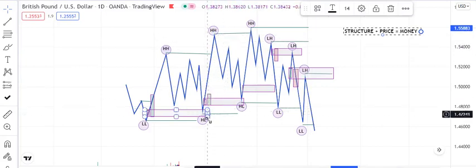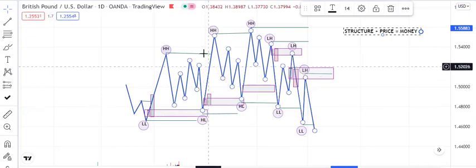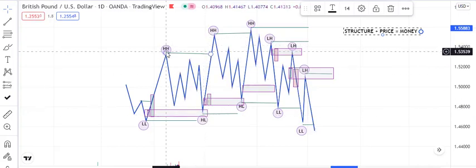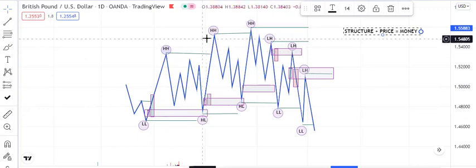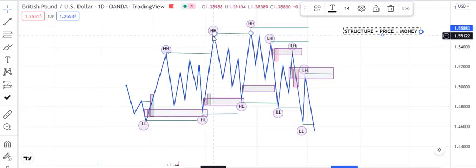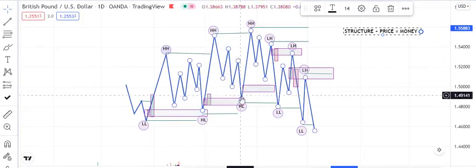Now, where is your higher low? This is your higher low, because this is the low that has the power to push price up, to break this previous structure high here, to form a new higher high. All right, now price pulls back again.